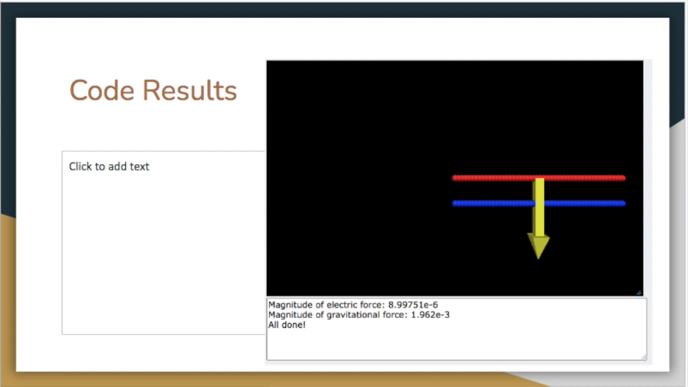After running the code, we get a figure that looks like this, which shows that the tape has an electrical charge, and you can see that the electrical force of the tape is right around 8.9 times 10 to the negative 6th. This is a much bigger force than what we found last week when we just considered it a point charge.